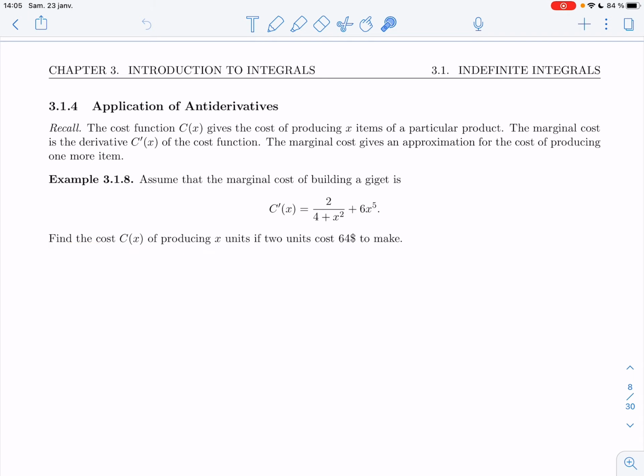So this is a bit backwards from what you've seen in Cal 1. In Cal 1, we would give you the cost function and ask you to find the marginal cost. Now that we have antiderivatives and integrals, we could do the opposite. We can give you the marginal cost and you can find the cost function.